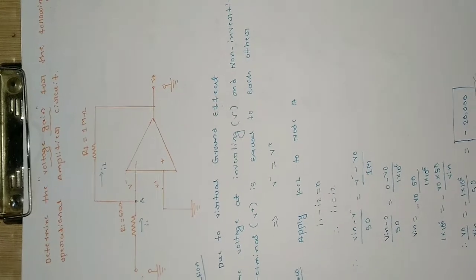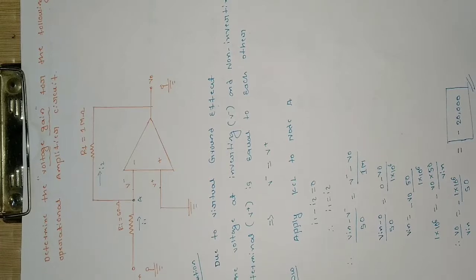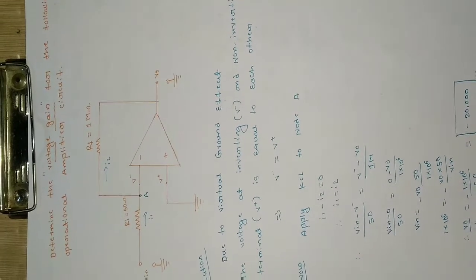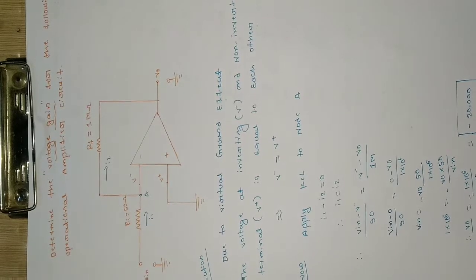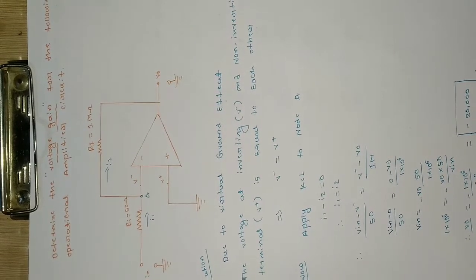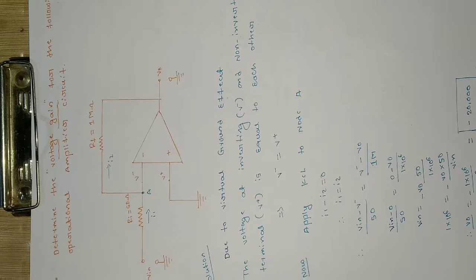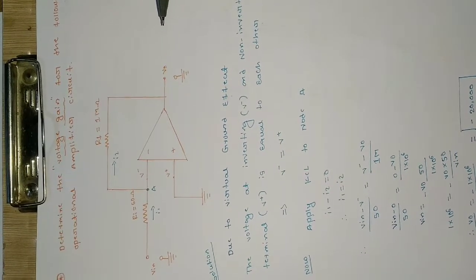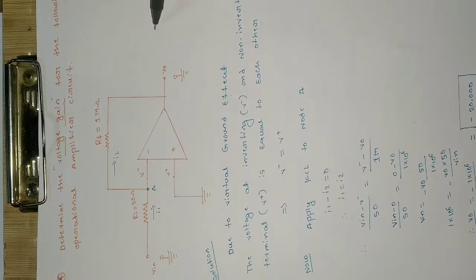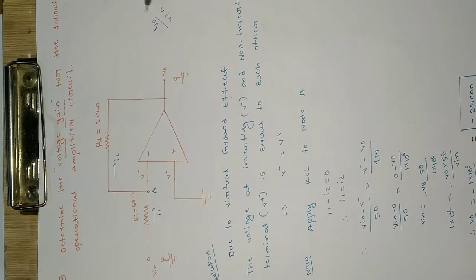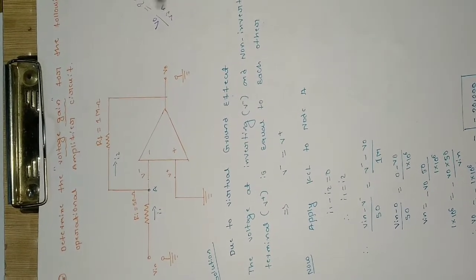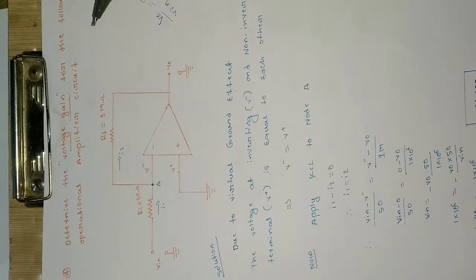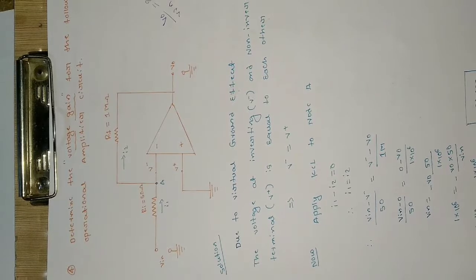Alright guys, so this is the fourth type of problem we'll be solving in our tutorial. Let us see what the problem is. Determine the voltage gain for the following operational amplifier circuit. So they want to find the voltage gain, which is basically output voltage by input voltage, the V0 by V in ratio here. The given data is: feedback resistance is equal to 1 mega ohm and the input resistance is 50 ohm.